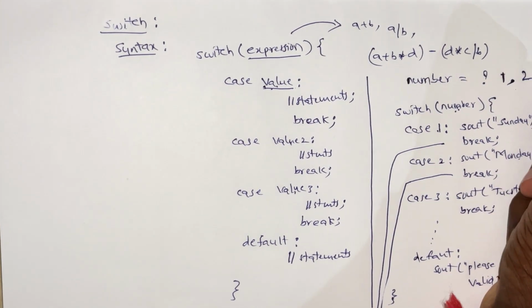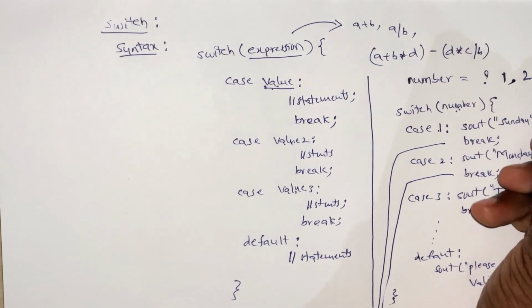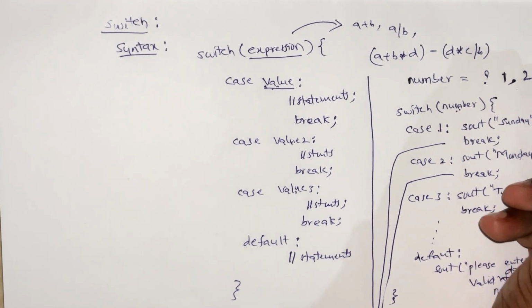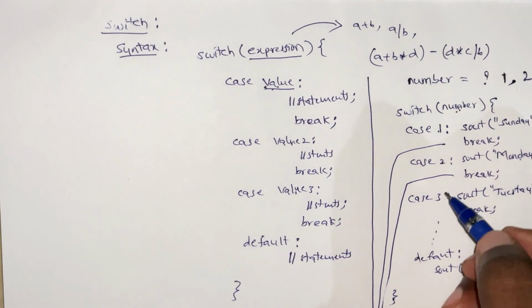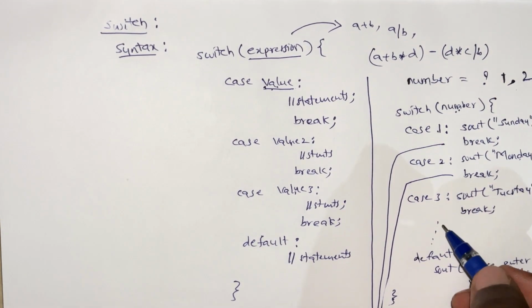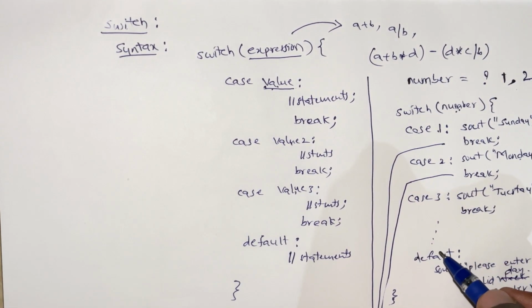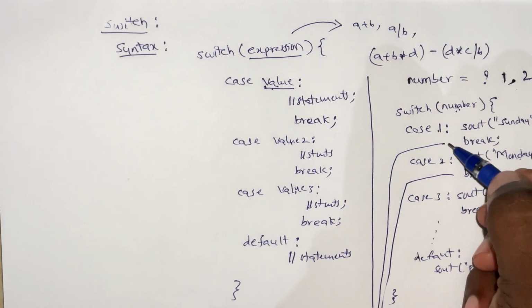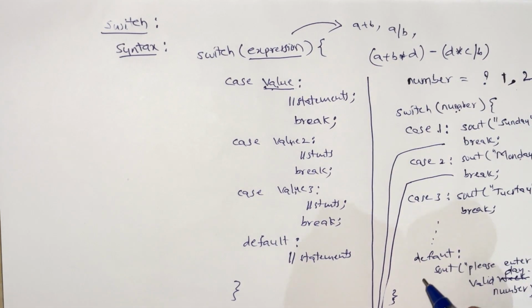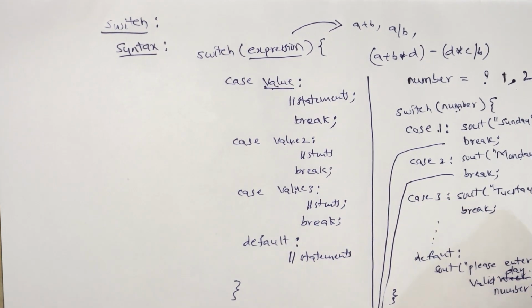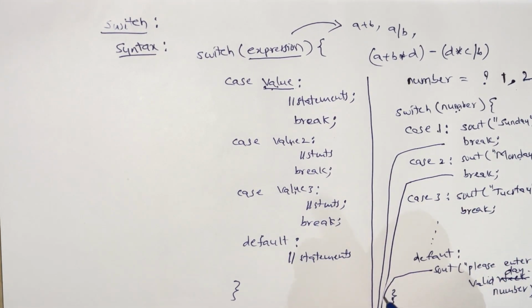And then let's say I have given 0. Is 0 matching with 1? No. Is 0 matching with 2? No. Is 0 matching with 3? No. Similarly it is not matching with 4, 5, 6, 7 as well. So it is not matching with any case, so it will go to the default and it will print please enter valid day number, and it prints here. From here it will come out of it.